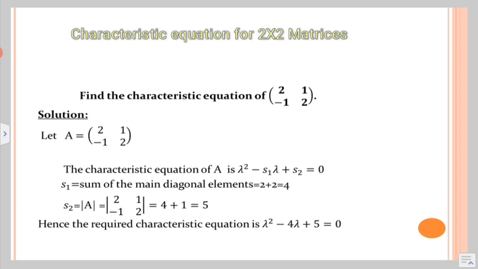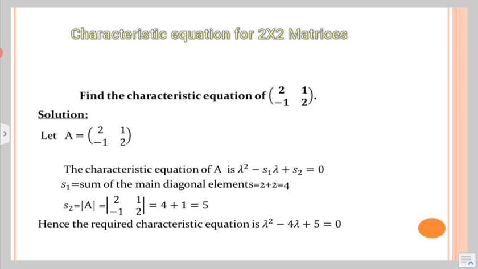So lambda square minus S1 lambda plus S2 equal to 0. What is S1? The coefficient S1 is the sum of the main or leading diagonal elements. So what are the leading diagonal elements here? The leading diagonal elements are 2 and 2. So 2 plus 2 equals 4.